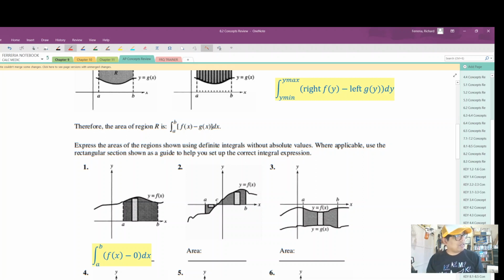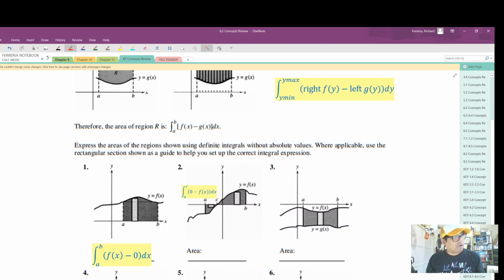So let's just take a look at this area on the left. On that area on the left, the minimum x is a and the maximum x is c. The upper function, like we stated before, was y equals 0, and the lower function is going to be f of x. That's going to give us this integral, which would be the integral from a to c of 0 minus f of x, or just negative f of x if you prefer.